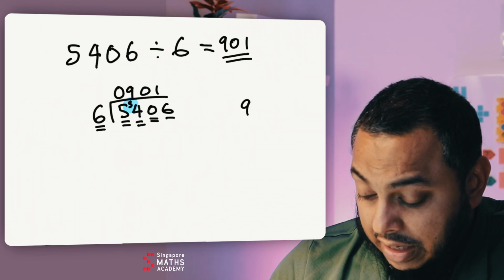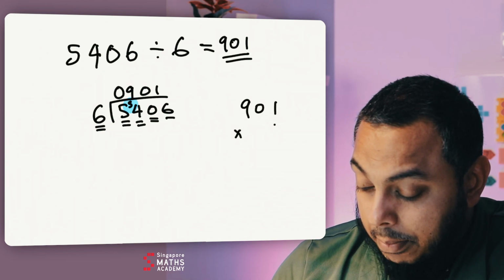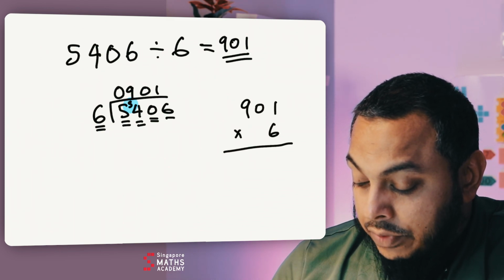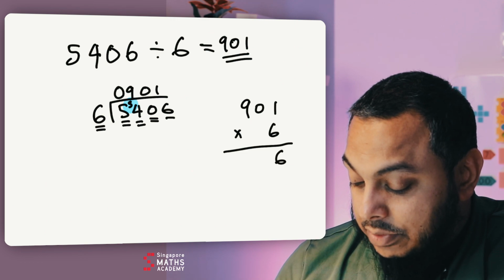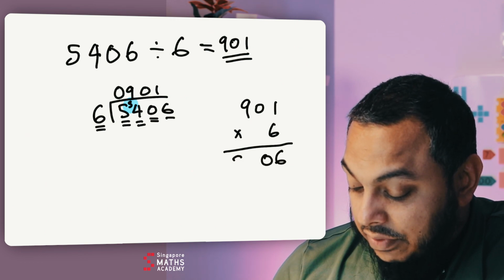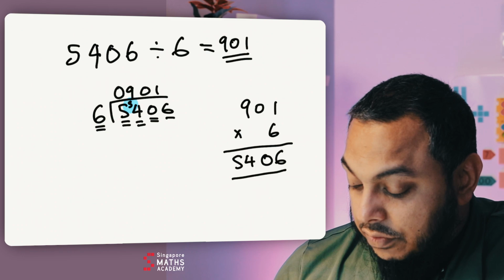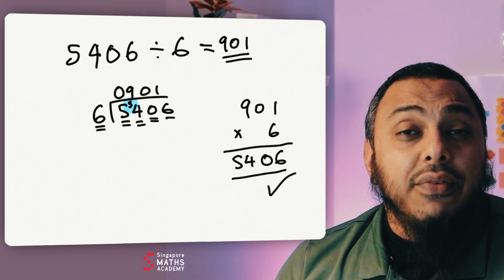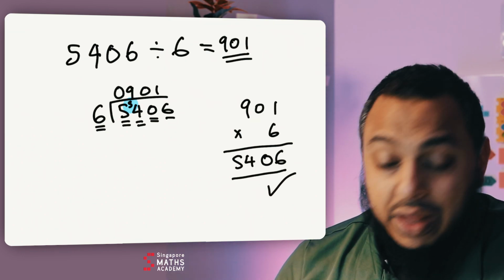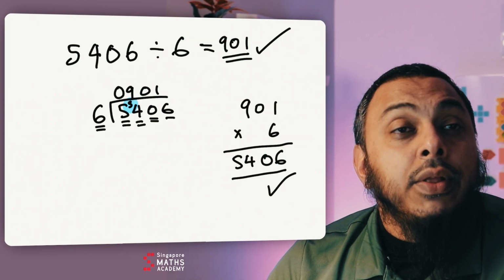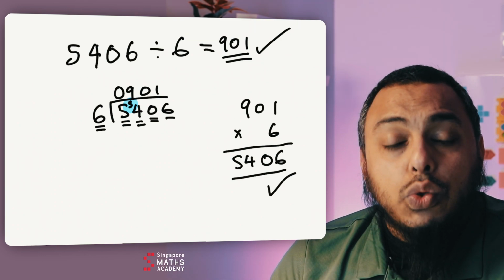And we can check if we've got this right by multiplying if we wanted to. 6 times 1 is 6. 6 times 0 is 0. 6 times 9 is 54. 5,406 is exactly what we have, right? So we know that this answer is correct. So this is how we divide using short division, guys.